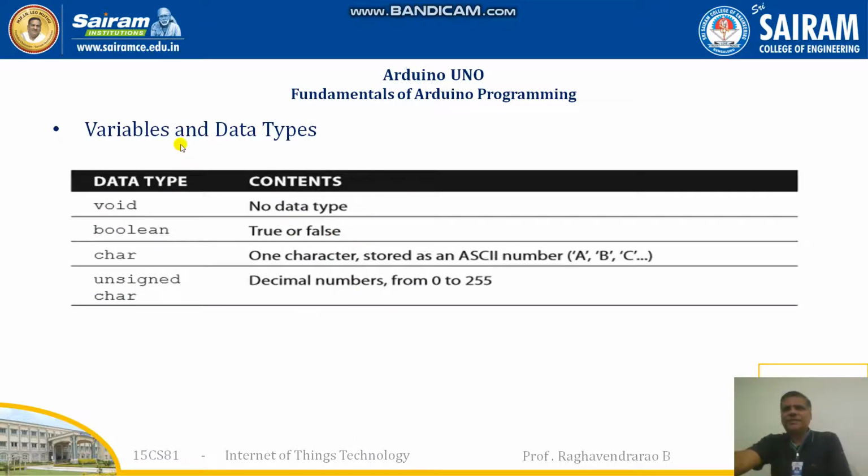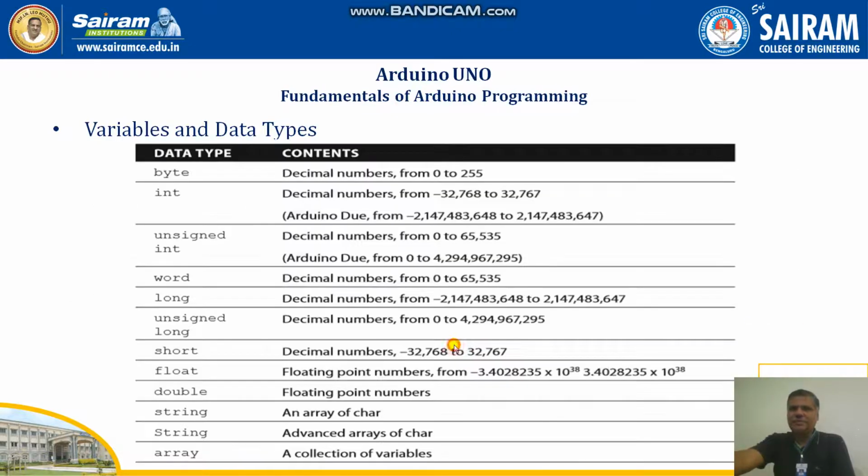Some data types are there here also. This is a void, no data type. Then boolean is there, true and false. The character data type is there, on character source and ASCII characters. Then unsigned character is there, maximum of 0 to 255 that it is going to take. Data types again, there are so many others: byte, int, unsigned int.